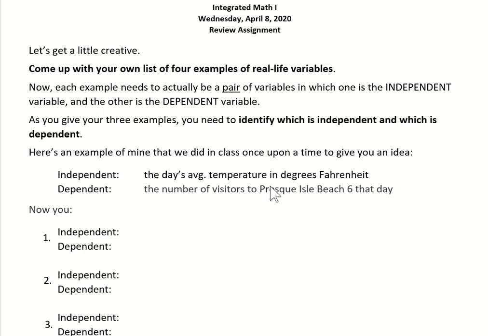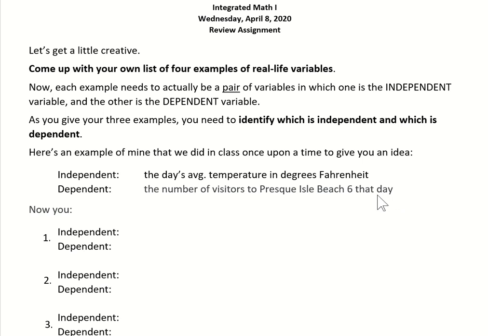So it's kind of like here with this example, right? The one I came up with as an example to help you. This is a pretty good example. The independent variable is the day's average temperature, and the dependent variable is the number of visitors to the beach, right? And getting back to the dependent thing, what if you were to ask, hey, how many people do you think will be at the beach today?